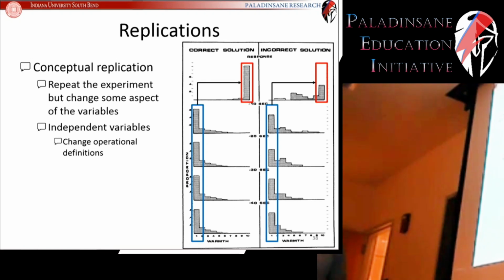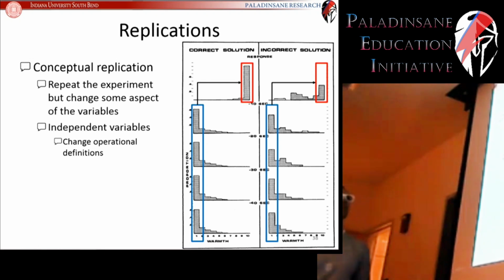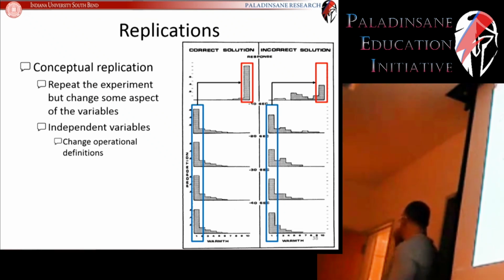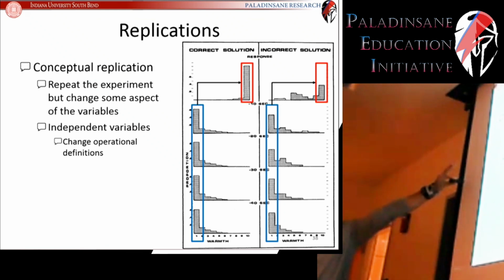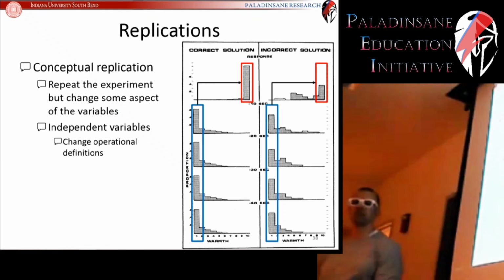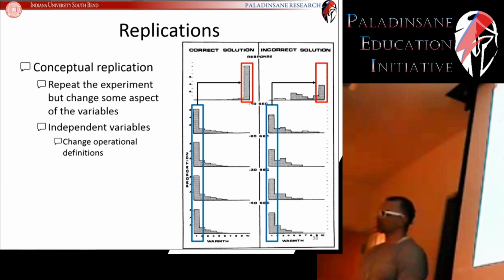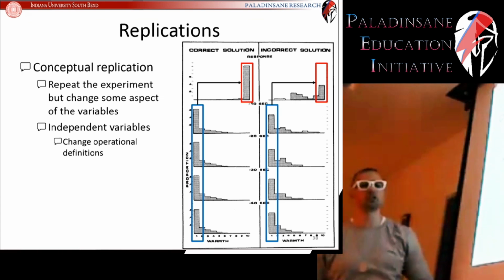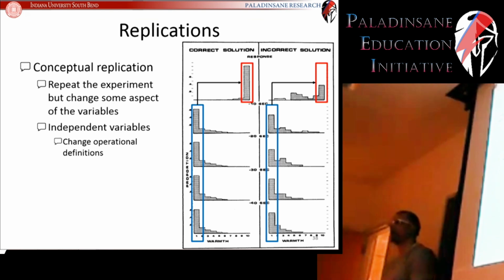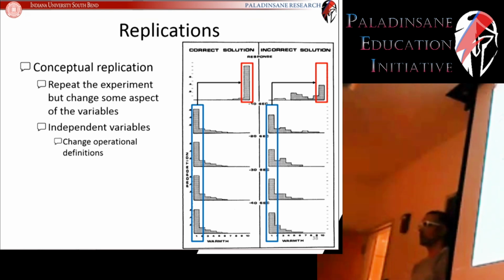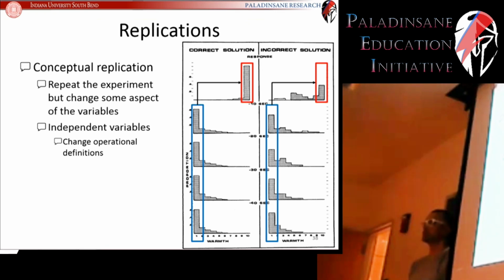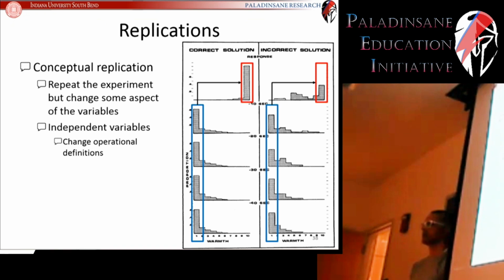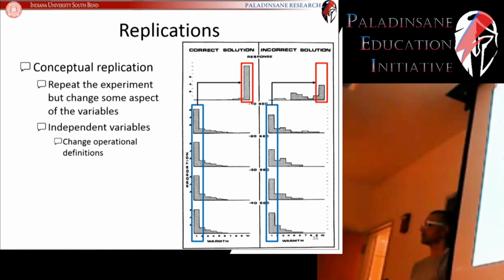More interesting, though, and more, I would argue, valuable, is the conceptual replication. So the conceptual replication is where you repeat the experiment, but you change some aspects of the variables. You change some way of doing the experiment. So in an independent variable, you might change the operational definitions, right? So you might change how it is that you measure feelings of knowing, for example, right? How it is that they're using a scale of 0 to 10. You might use a scale of 0 to 7, right?